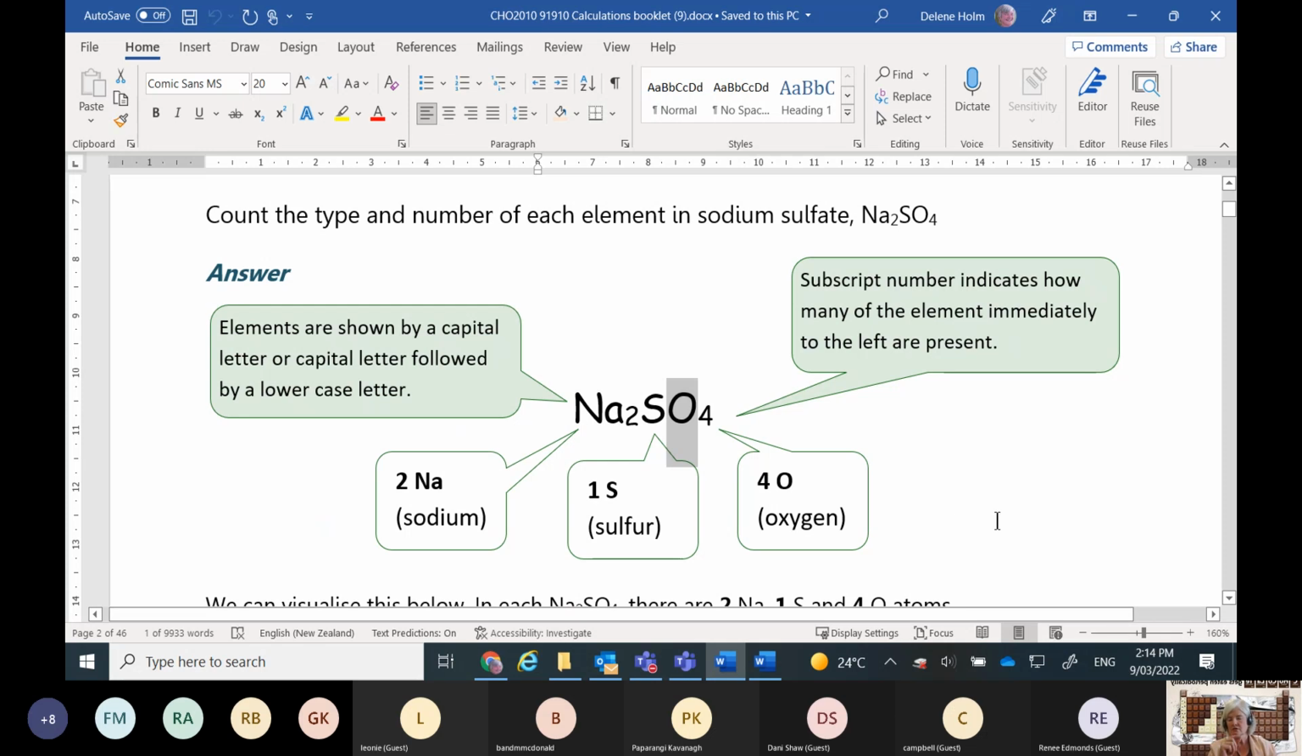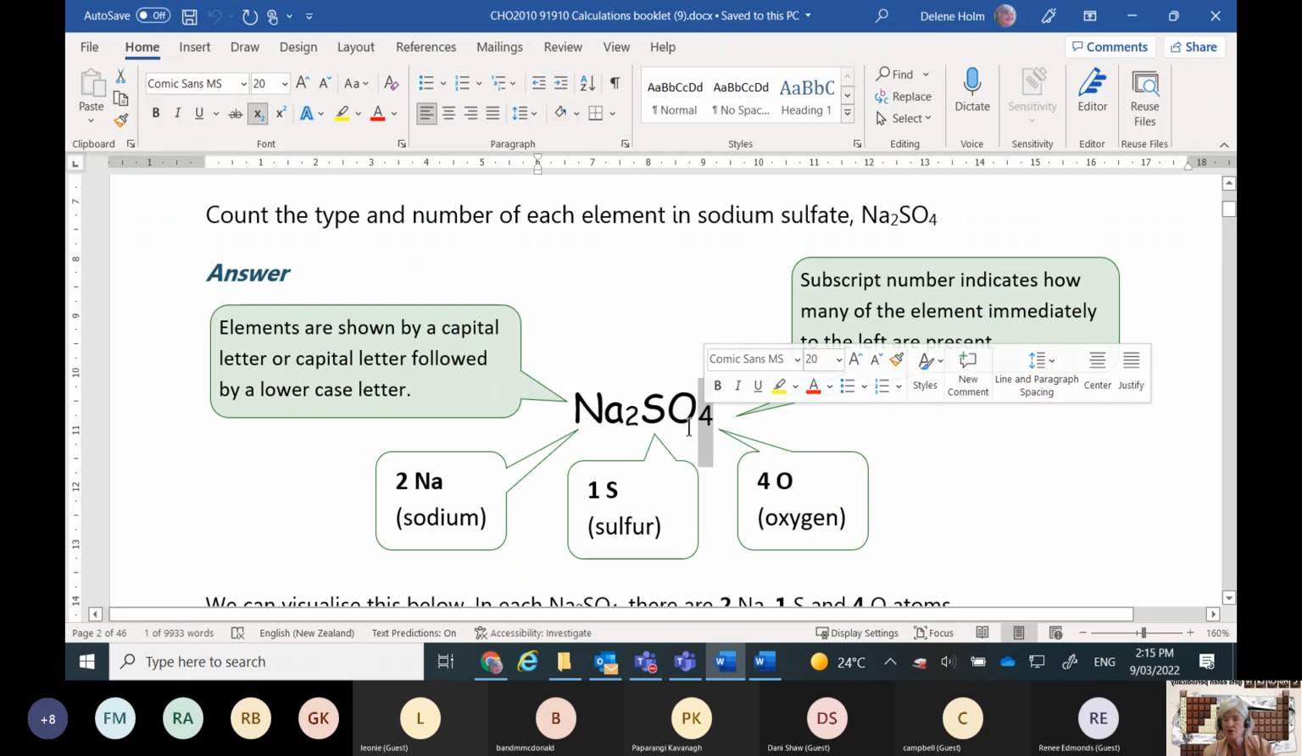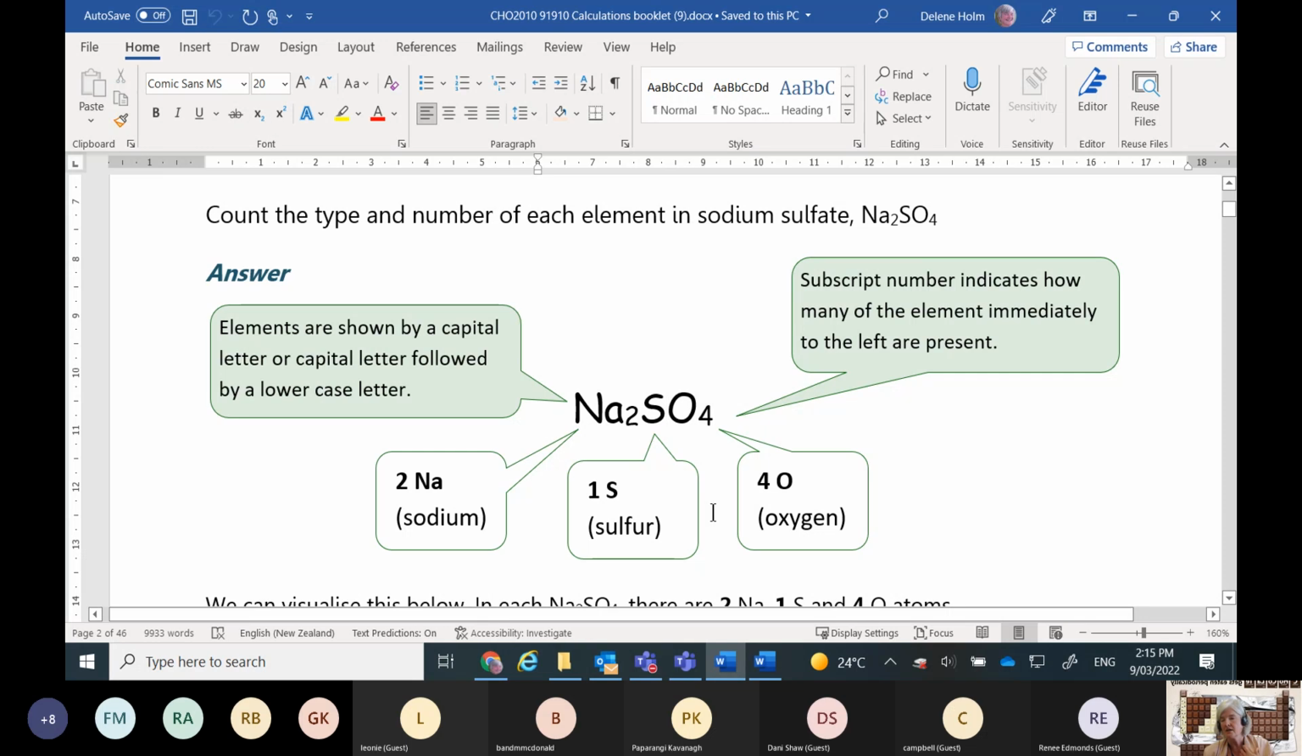Now it's very important, each corner of an element means a certain thing. So the bottom right corner of an element is reserved for the ratio or the number of those atoms. So here, for instance, sodium has a 2 next to it, which means I've got 2 sodium atoms. The oxygen has a 4 next to it, so I've got 4 oxygen atoms in this substance. And the sulfur has no number next to it.